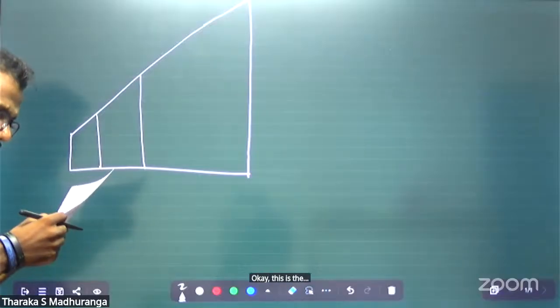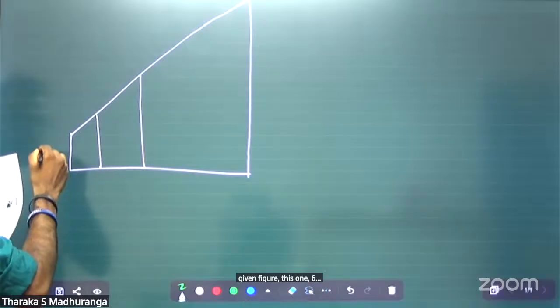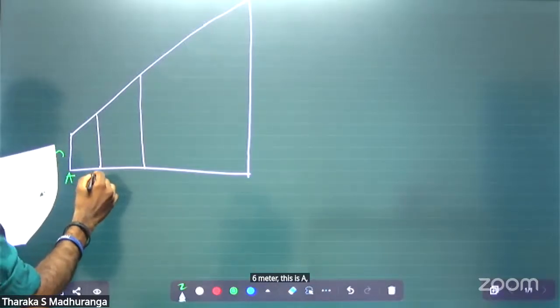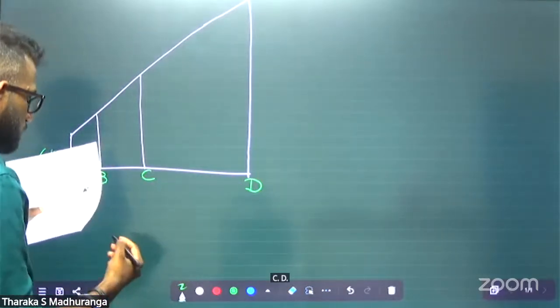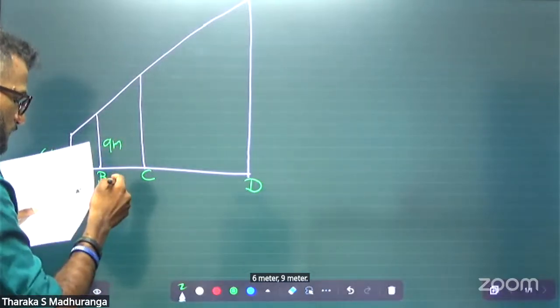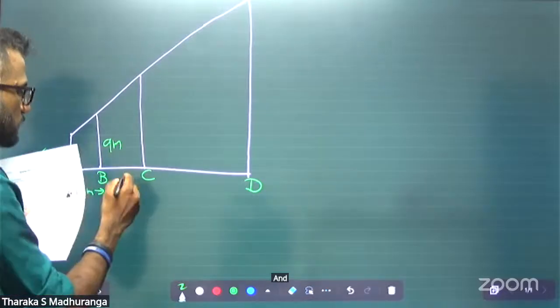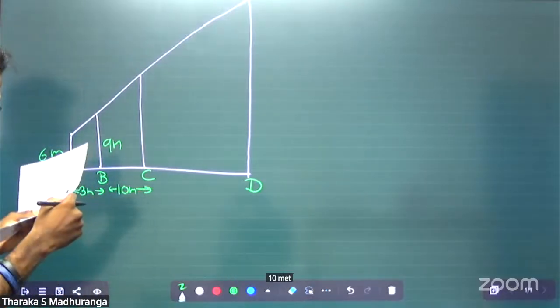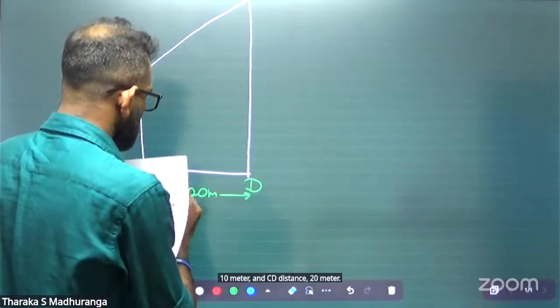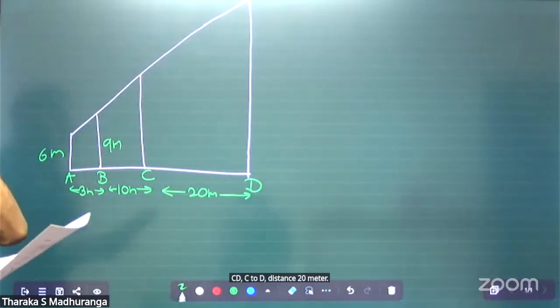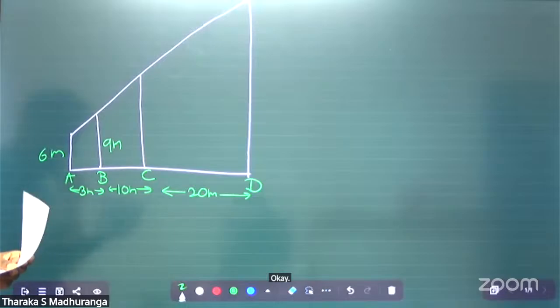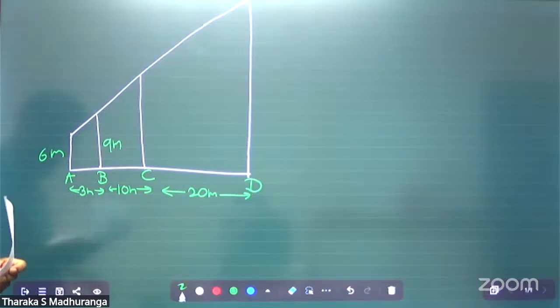This is the given figure. This one is 6 meters. This is A, B, C, D. 6 meters, 9 meters. The distance AB is 3 meters, BC is 10 meters, and CD is 20 meters. The height of D is what the question asks. I can give you 1 minute to calculate.